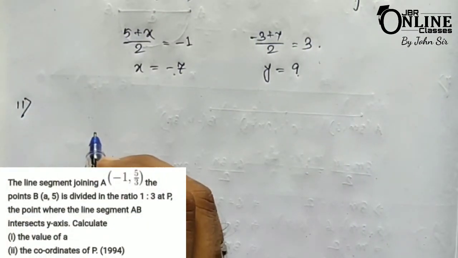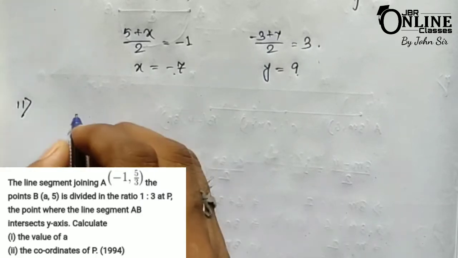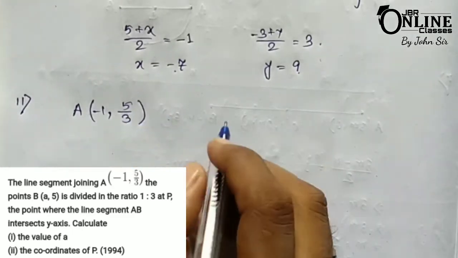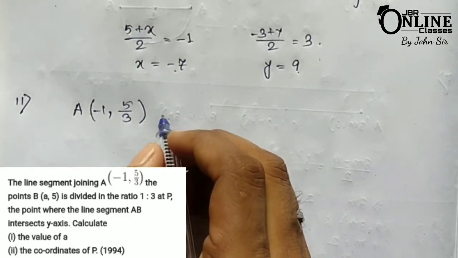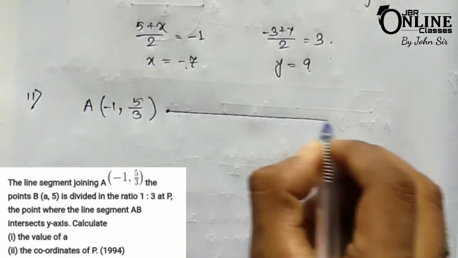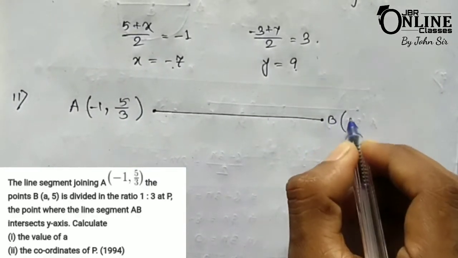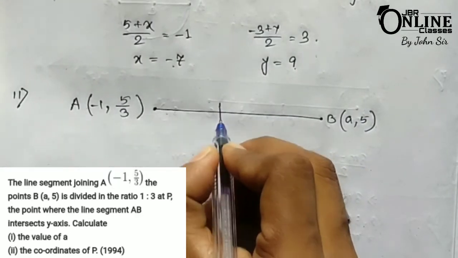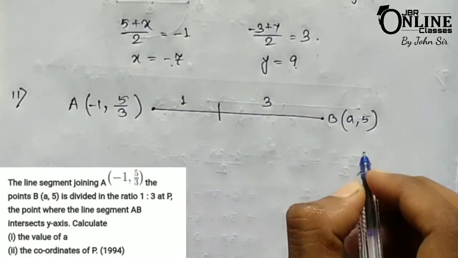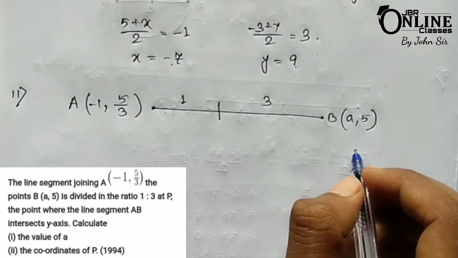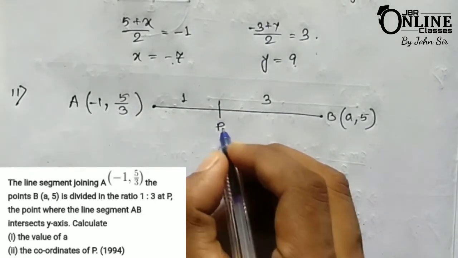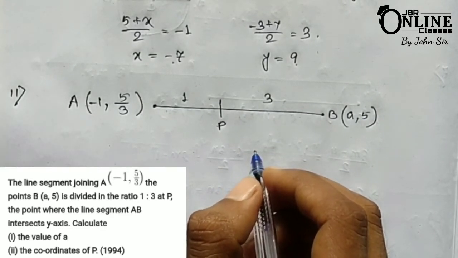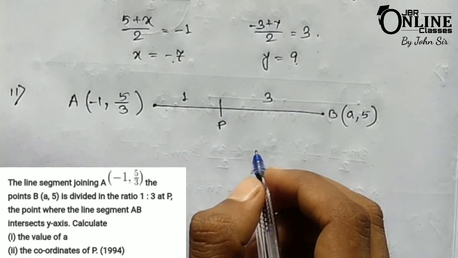In sum number 11, a line segment joining a point A, where the point A is minus 1, 5 by 3 and the point B is a, 5, is divided in 1:3 ratio. So here the line segment AB, the coordinate of B equals a comma 5, and it's divided in 1:3 ratio, that means m is to n equals 1:3 at point P. So that is the point P where the line segment AB intersects the y axis. Calculate the value of a and find the coordinates of P.